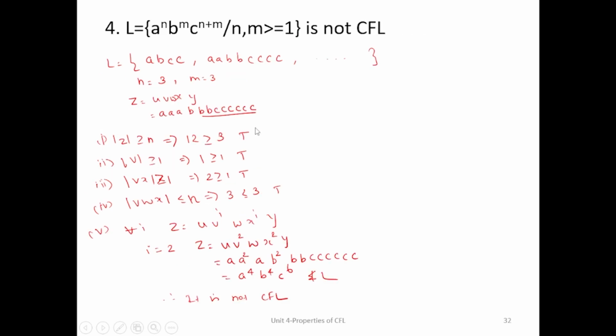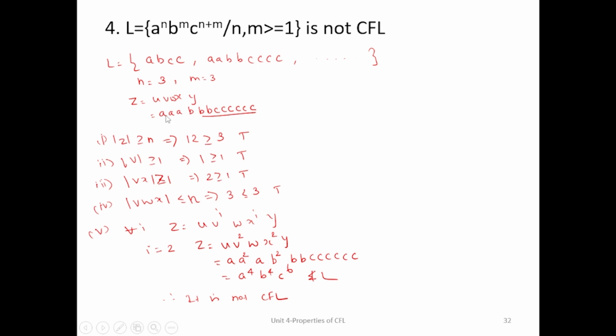And the last problem in the pumping lemma technique is the generalized form: a power n, b power m, c power n plus m. So you can substitute n and m with different values. The starting value of n and m should be 1. So I am taking n and m values equal. If those values are equal, the answer is a cube, b cube, c power 3 plus 3, 6.